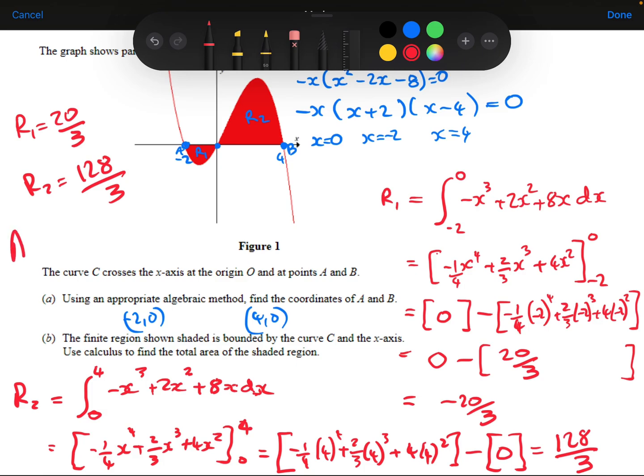Therefore, the total area is going to be R1 plus R2. So adding those together, I get 148 over 3. And that is my answer.